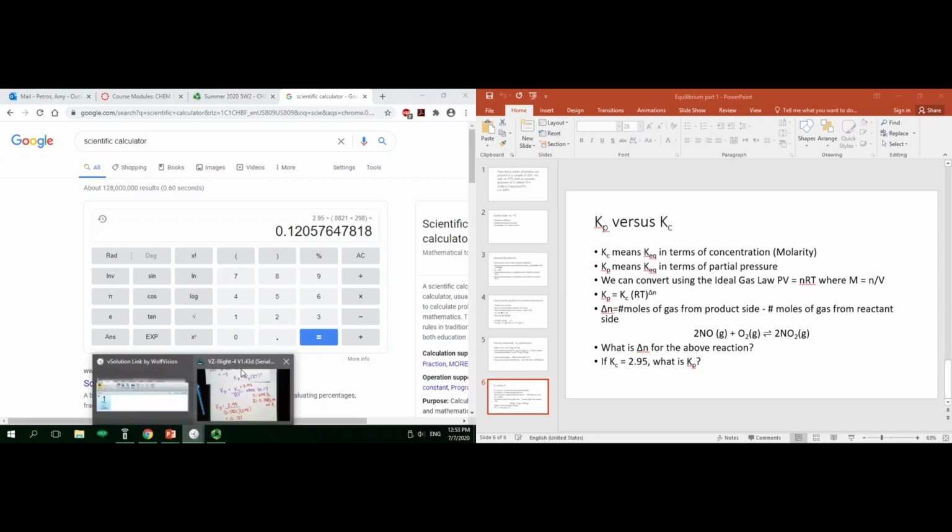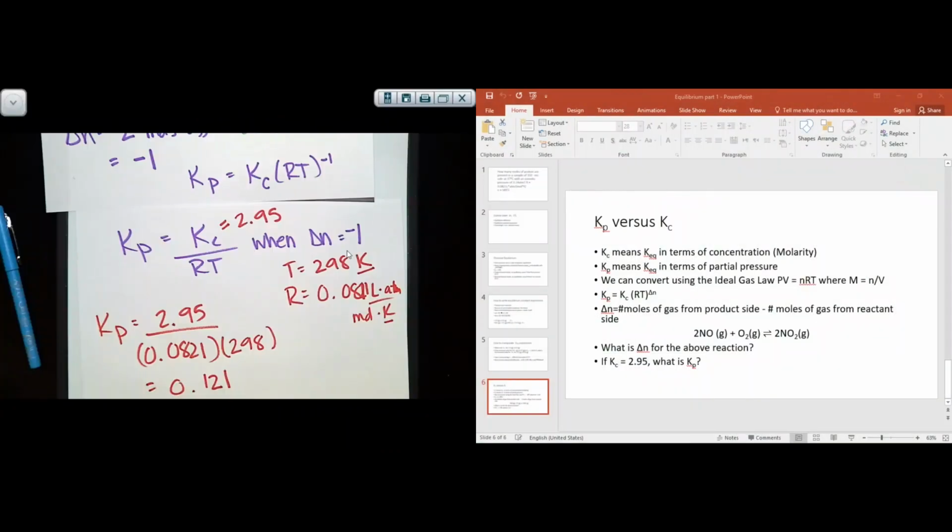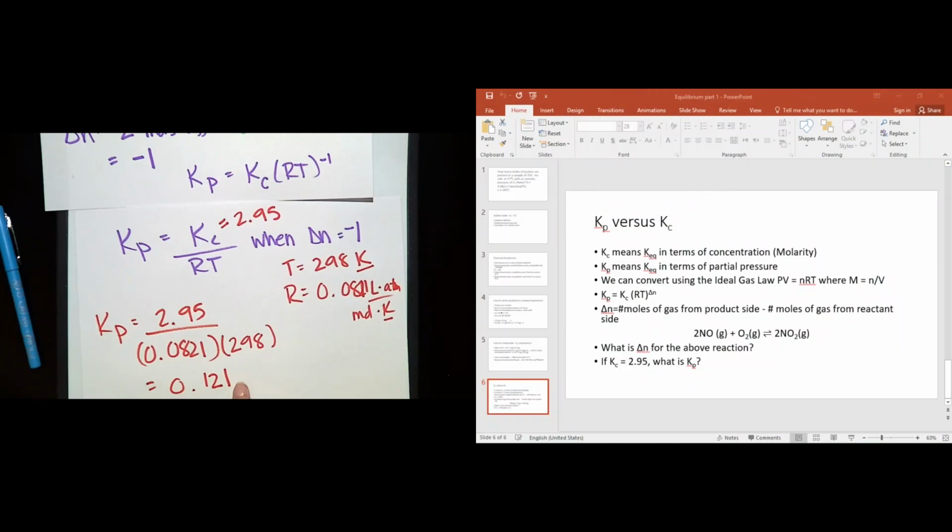All right, let me go back. I wrote that on our screen. And these are unitless, so this is not in atmospheres. And the Kc is not in molarity. They don't actually have a unit associated with it at all. Okay, so that should set you up.